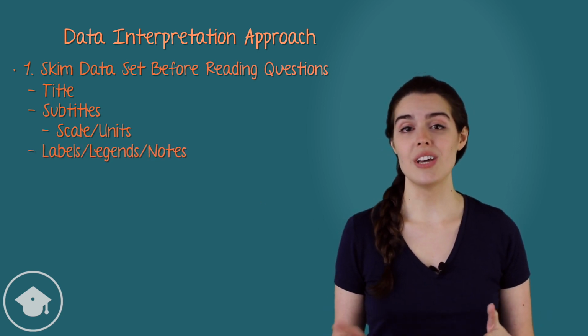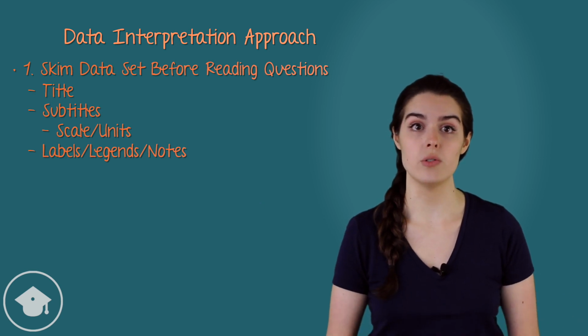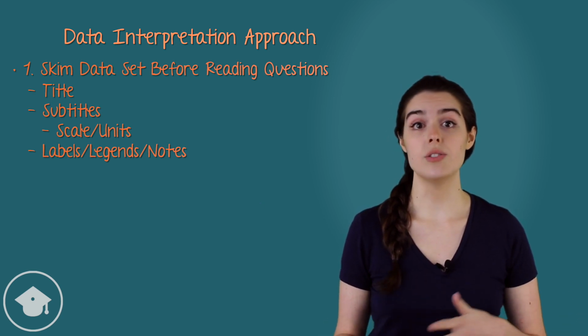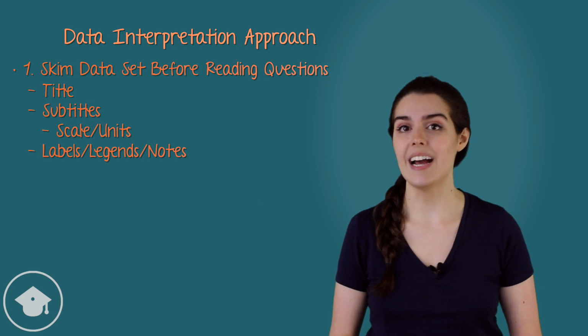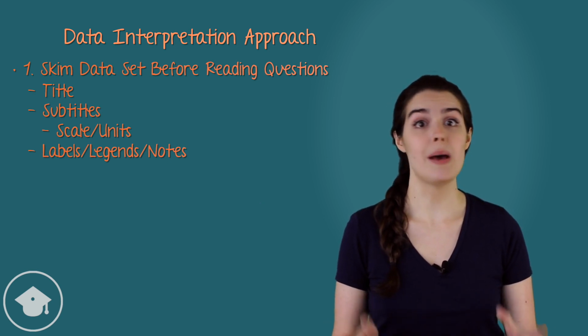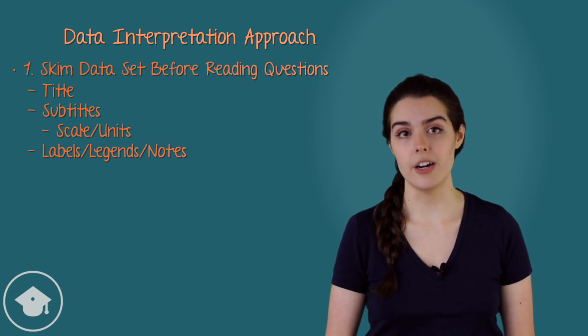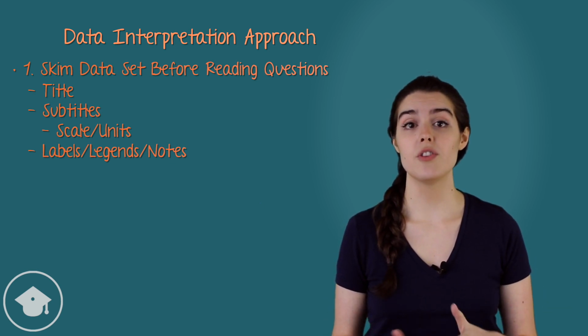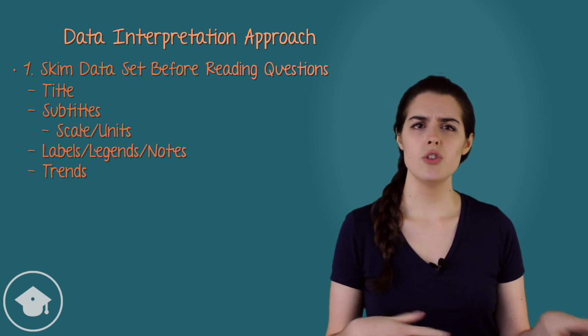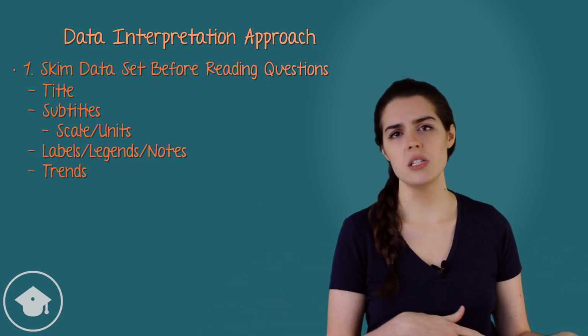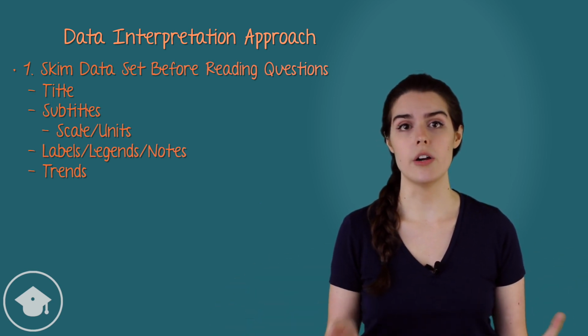So the third thing we want to look at are our labels, legends, or other notes. Like the axis titles, scales, and units, these are going to help us read our data accurately. Now, there's no need to memorize the information here. Just take stock of it so we remember to incorporate it later. All right, fourth, we're going to look for any general trends. An increase, decrease, consistency, differences between groups, etc.